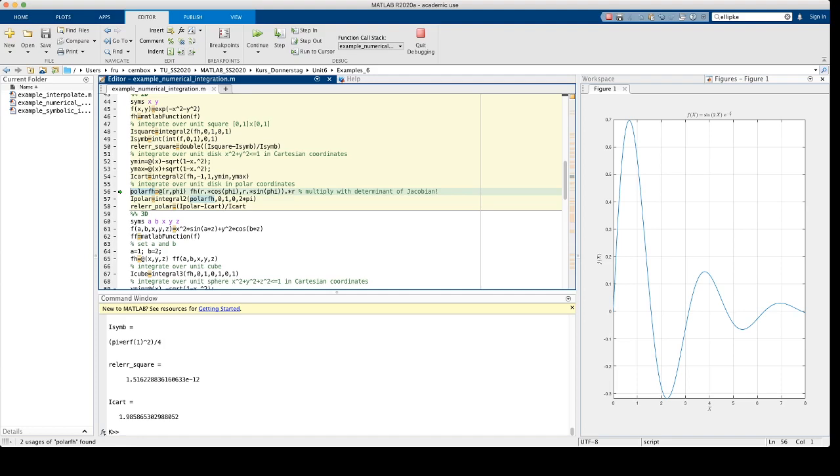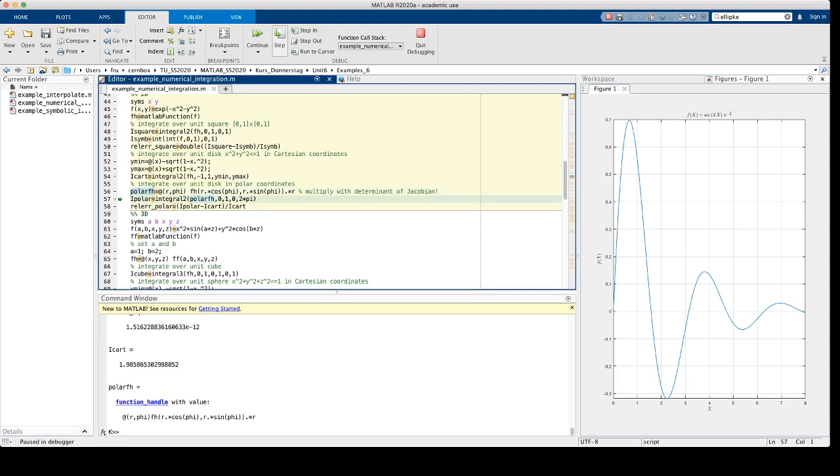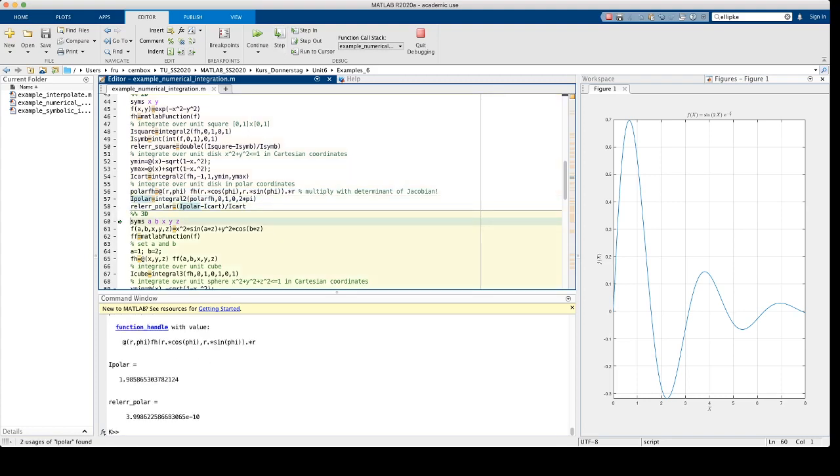And we can do the same exercise in polar coordinates. In polar coordinates, we have to multiply by the determinant of the Jacobian. So we evaluate the function handle fh in the polar coordinates r times cosine phi and r times sine phi, and we multiply with r, which is the determinant of the Jacobian of the transformation between Cartesian and polar coordinates. Integral2 now gives an approximation of the integral in polar coordinates, and the relative error with respect to the integration in Cartesian coordinates is about 4 times 10 to the minus 10.